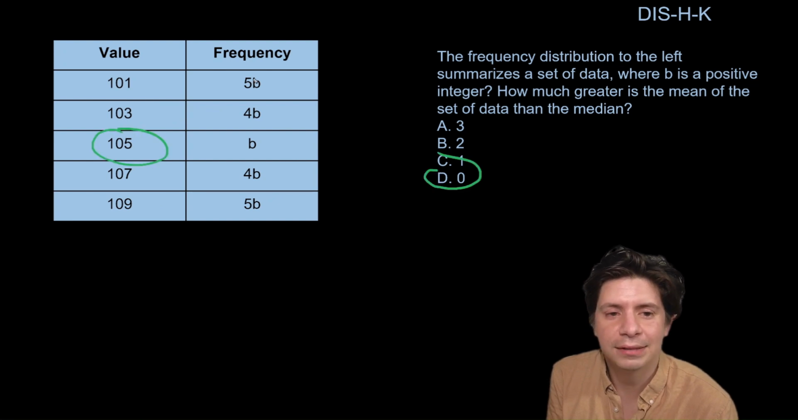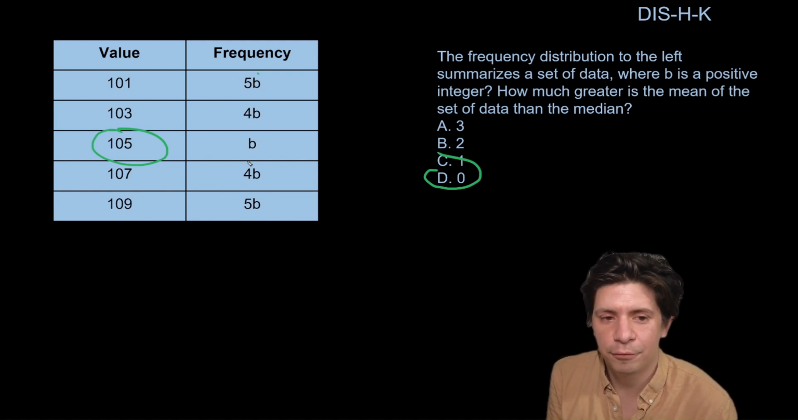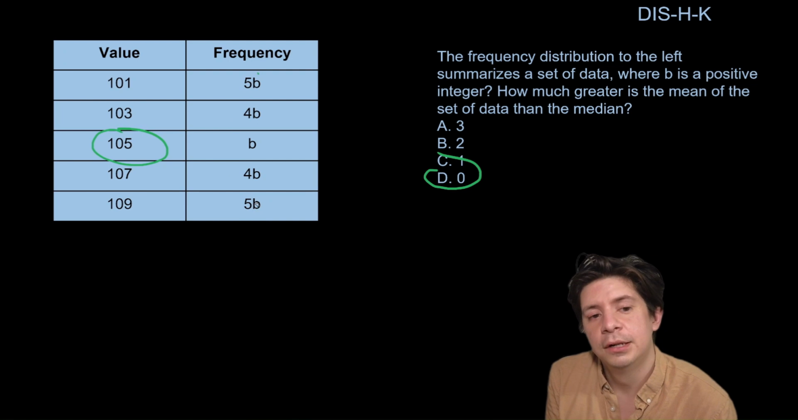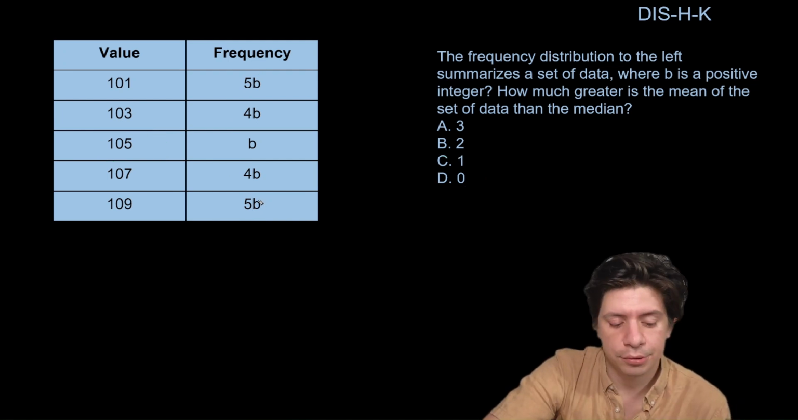If they weren't balanced, then you don't have to worry about the b's because they cancel out. You would just do 101 times 5, 103 times 4, 105 times 1, 107 times 4, 109 times 5. Add them together and then divide by the sum of the 5, 4, 1, 4, 5, which would be 19, I think. So now we'll go to the next one.